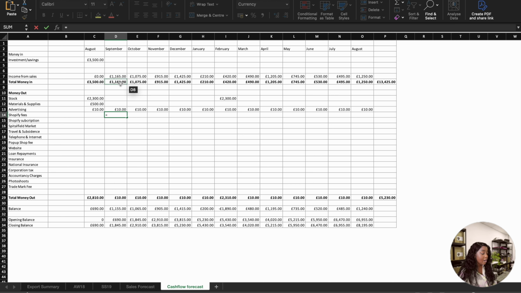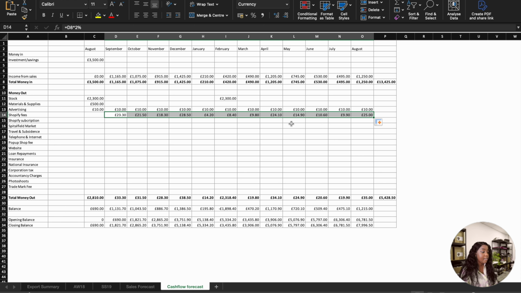So how will I present this as a percentage? This is going to be a bit of trial and error, guys, just bear with me. We're going to take this figure and we're going to times it by 2%. Okay, that works. So essentially this is 2% of this. Those are my Shopify fees. Obviously I don't know what the real Shopify fees are going to end up being, but it's just to get a good idea, and obviously I'm going to stretch that over until August.